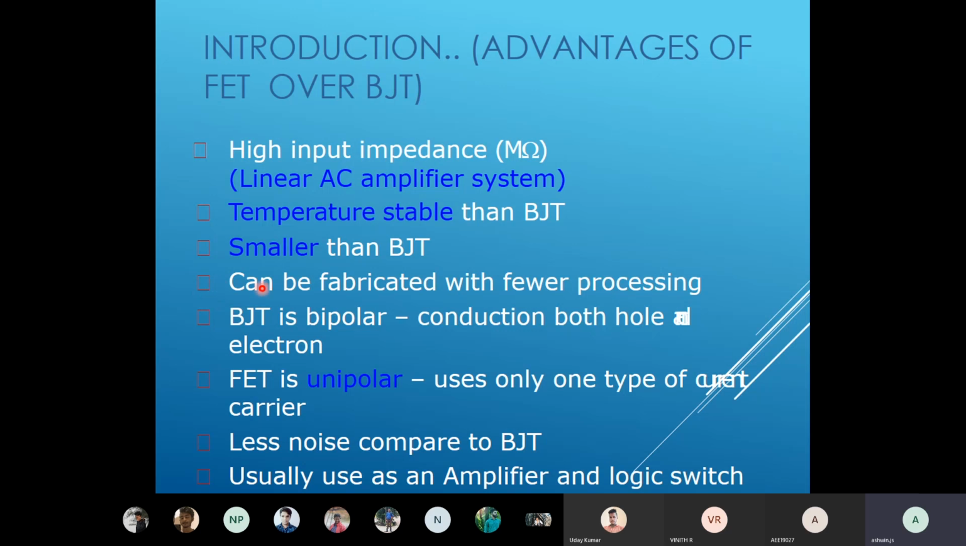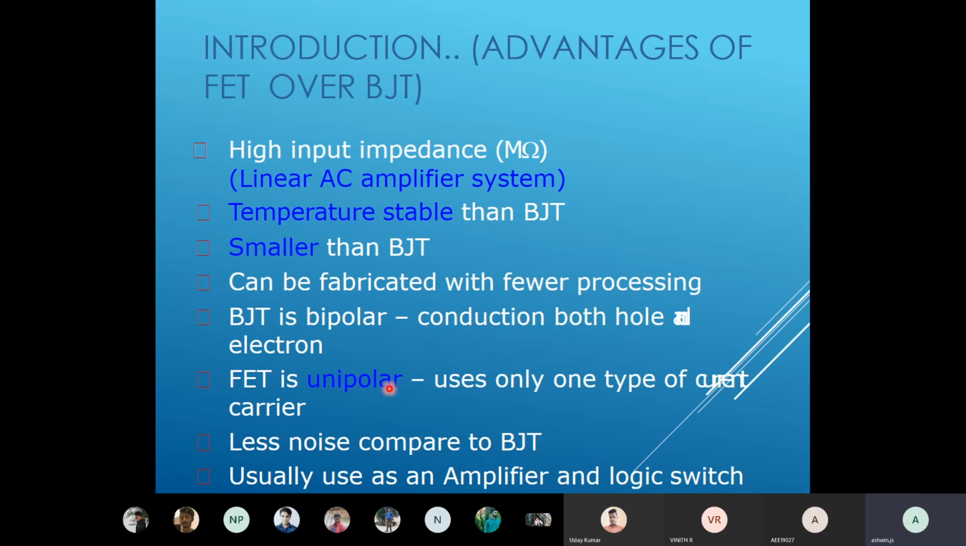Next, the fabrication process. The FET fabrication process is very simple when compared to the BJT. So that is one of the great advantages. Instead of going for complex fabrication, where fabrication means manufacturing, I am manufacturing the FET. That process is simple when compared to your BJT.